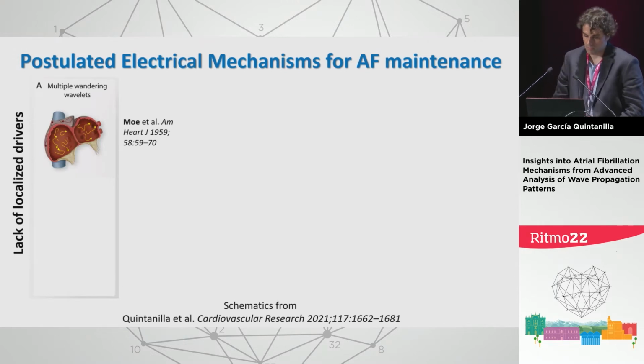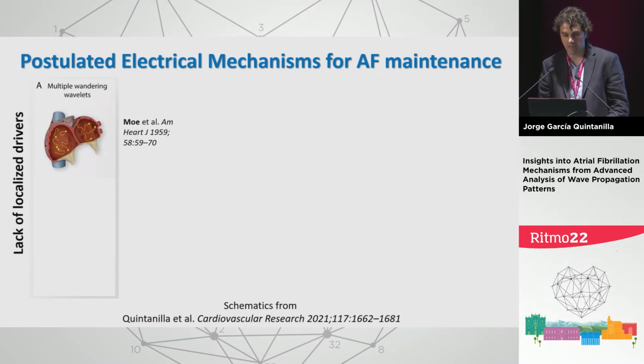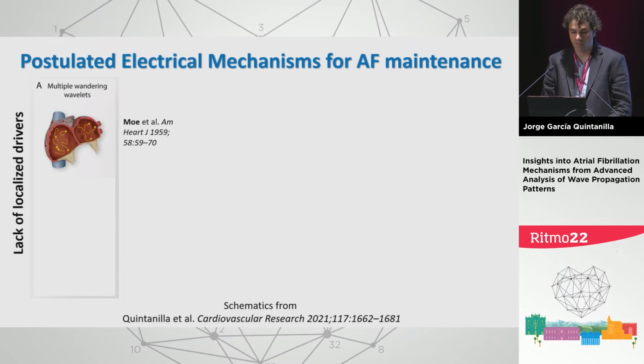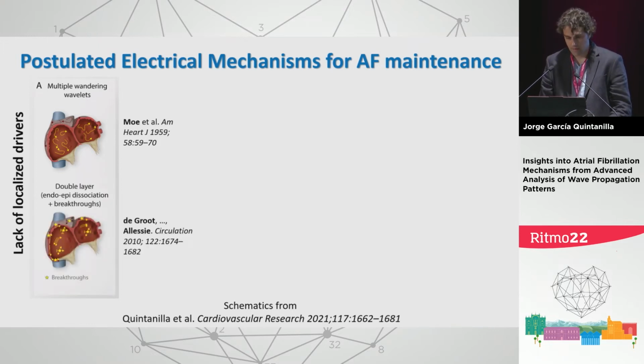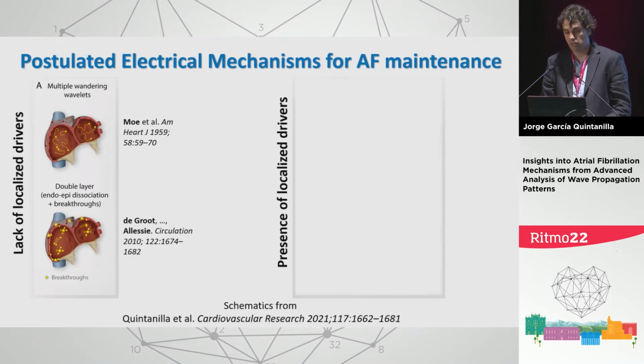First, let's see the mechanisms that would imply that there aren't any localized drivers sustaining AF. More than 60 years ago, Moe postulated that fibrillation could exist as a stable and self-sustaining state, independent of how it was initiated, and that would be determined by multiple wavelets propagating randomly throughout the atria. 50 years later, the so-called double-layer hypothesis suggested that AF is maintained by epicardial breakthroughs that continuously generate new breakthroughs emerging at the contralateral atrial layer due to endoepicardial dissociation. Both the multiple wavelets and double-layer hypotheses would have important practical consequences because they would make it impossible for a limited ablation to successfully restore sinus rhythm.